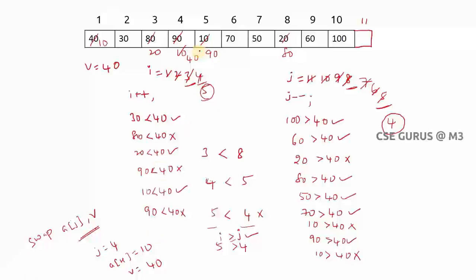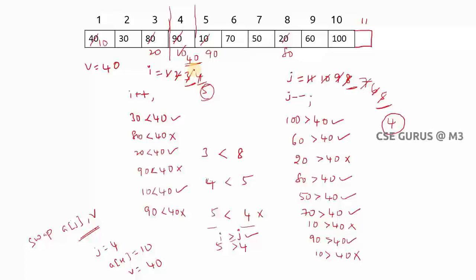Now where has your pivot element gone? Now you can see, from this pivot element, if you observe the left part, what are the elements you have? 10, 30, 20. Of course they are not in sorted order, but all the elements are less than your pivot element. Now whatever elements are on the right side, that is 90, 70, 50, 80, all the elements are greater than your pivot element.